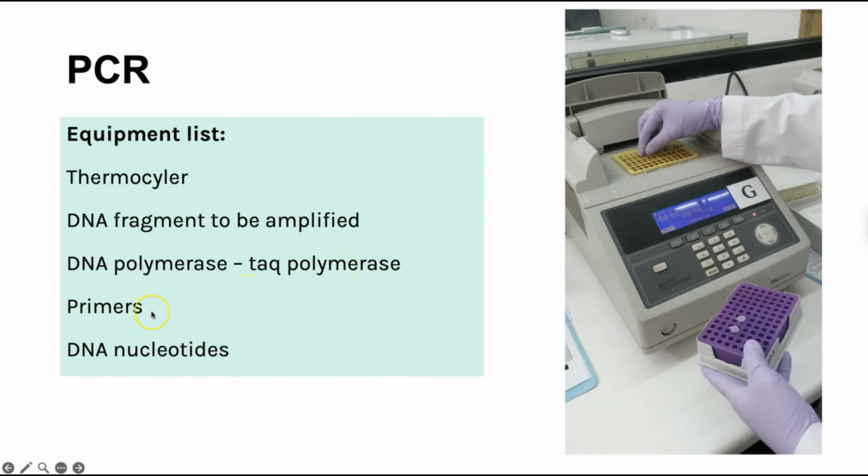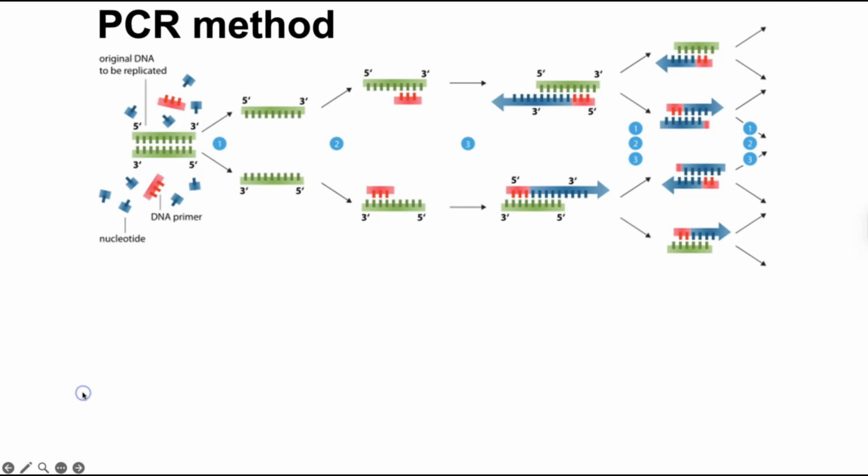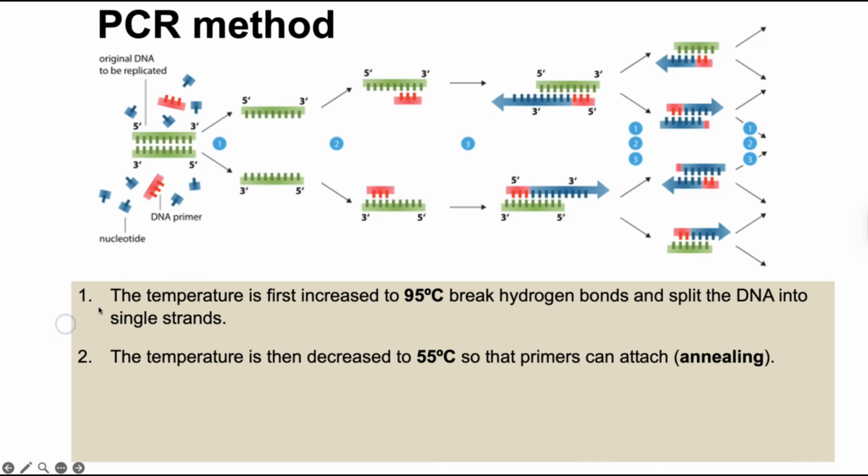Primers, these are short sequences of DNA bases that are single-stranded, and they are needed to enable DNA polymerase to attach. So that's what we need to add into it. And then the process is, initially the temperature is increased to 95 degrees C. Now this is done so that the DNA fragment that you've added is going to have the hydrogen bonds break and it separates into two single strands.